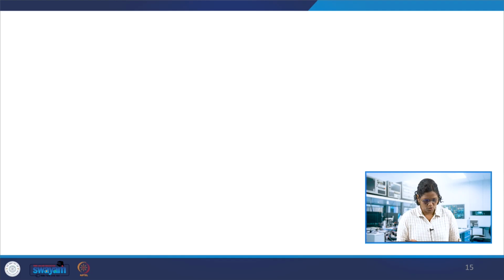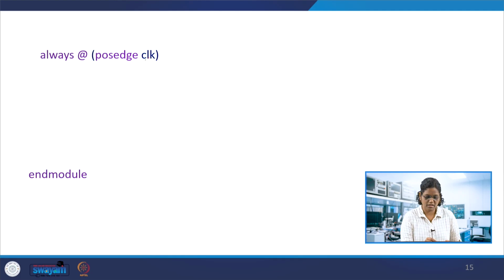So now the code: always at the positive edge of the clock. So it is a synchronous reset. This is with respect to the clock only, the reset too. So if at the positive edge of the clock reset is 1, then make the data 0, or if reset is 0, then pass the data to Q. This can be checked only through the sensitivity list. You can see that any change that occurs, the code that follows is executed only by looking at the positive edge of the clock.